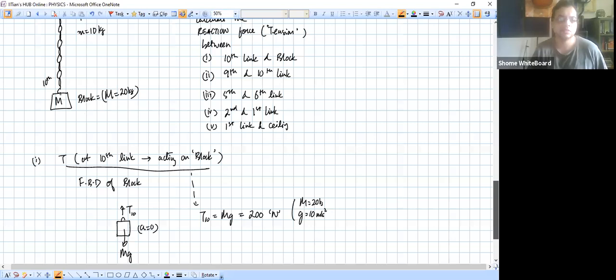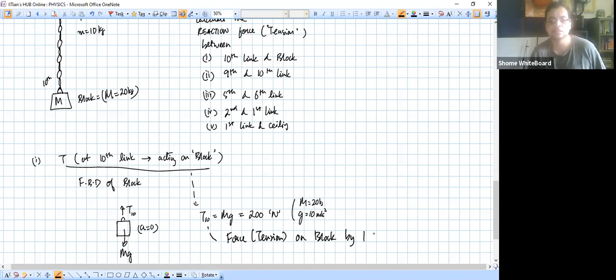The block, through its hook, is attached to the 10th link over here. So that 10th link of the chain is applying how much upward force on it, this much. This is the force of tension on the block by the 10th link. All right, this is clear.